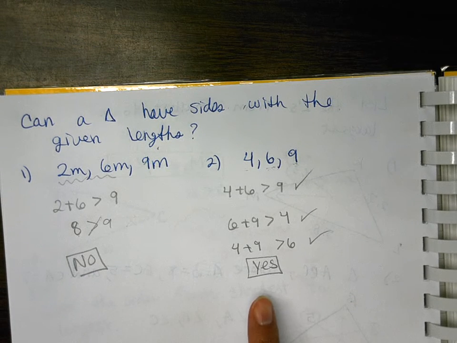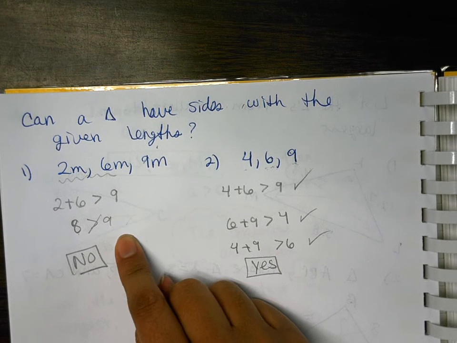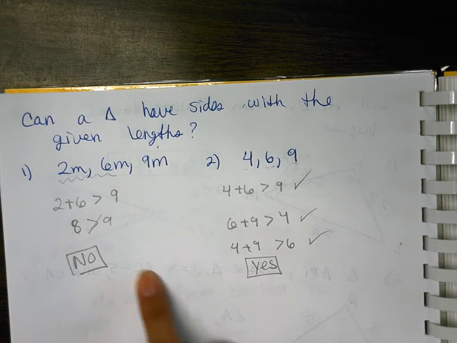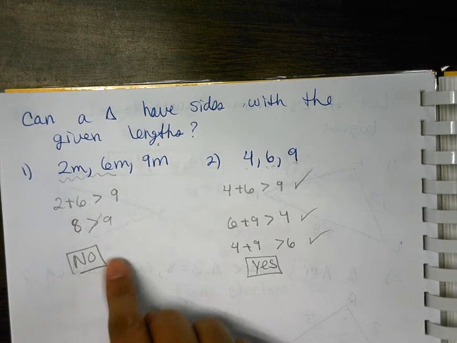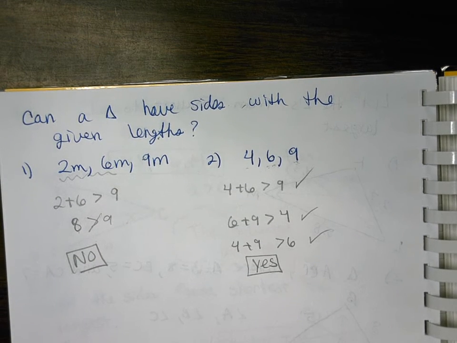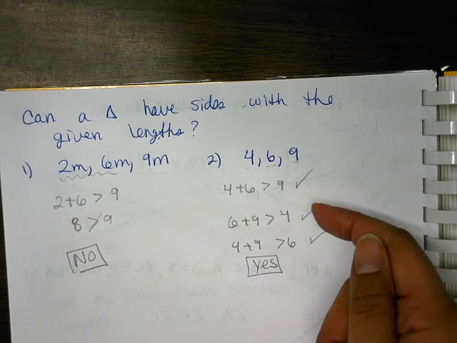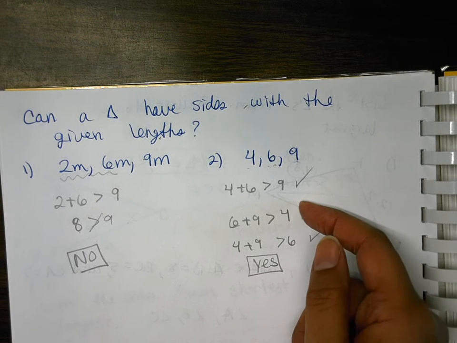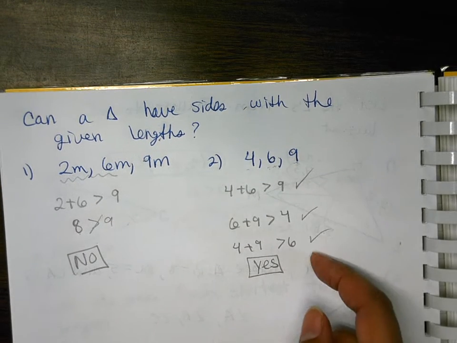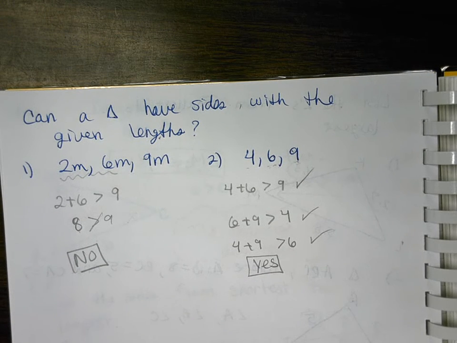Sometimes you'll get lucky and you'll find out that it's no right away. Sometimes you don't know until the end. Once you hit a no, do you have to keep checking? No. So if I got yes, no, I could stop there and say no. Because if it was yes, yes, no, it doesn't matter. As long as one of them is no, the whole answer is no. Got it? Okay.